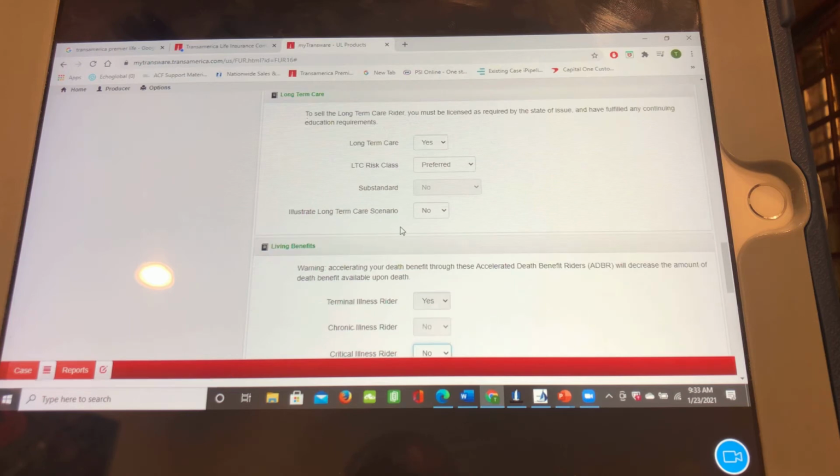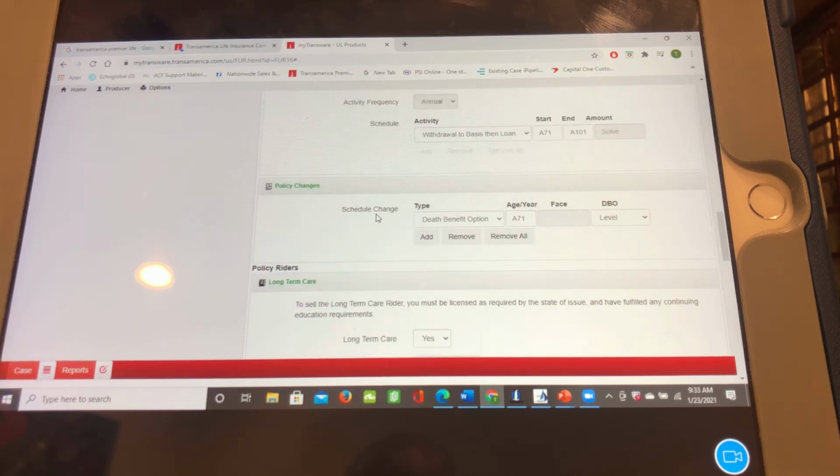The living benefits is the chronic, critical, and terminal illness. The long-term care... If you're not 100% sure, don't try to guess, please. Is it the continence? You're unable to feed yourself, bathe yourself. That's living benefits. Okay. The six daily needs. But there is a difference.